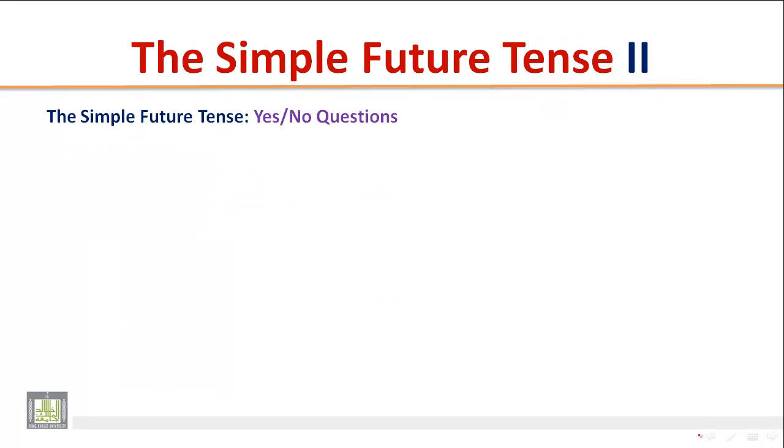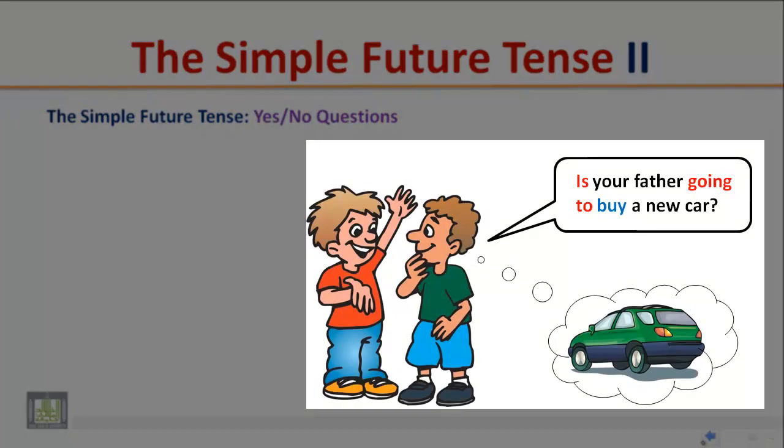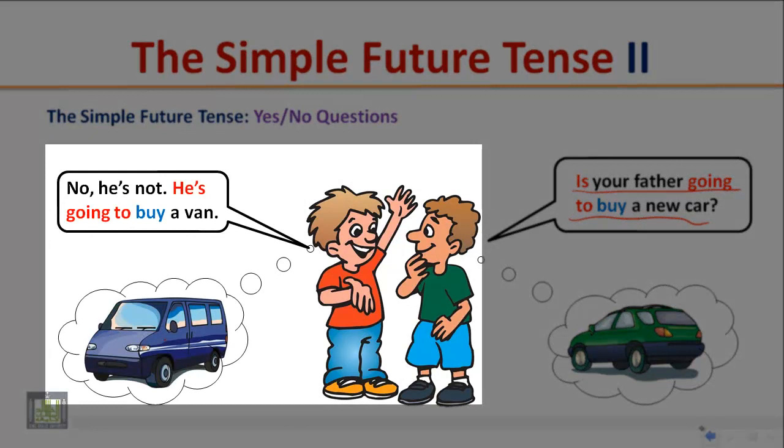The simple future tense, yes-no questions. Listen to the following short conversation and pay attention to the word order in yes-no questions. Is your father going to buy a new car? No, he's not. He's going to buy a van.